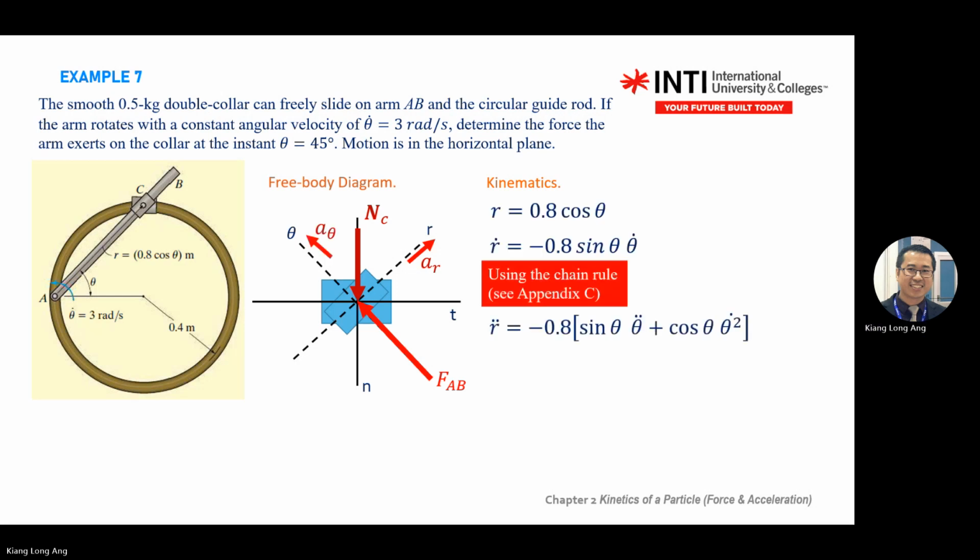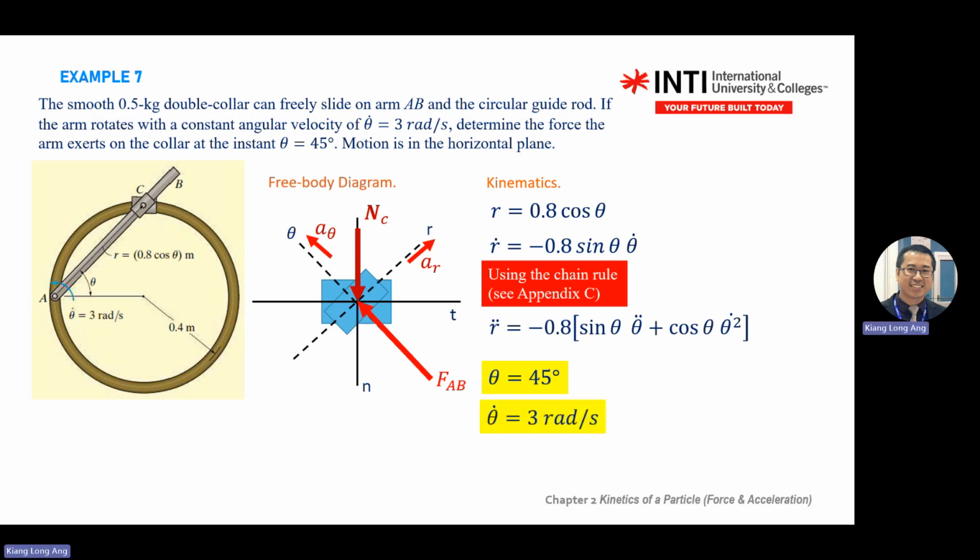Again, this one you go home and do some homework. So r equal to 0.8 cos theta. You differentiate, you get this one. How to get this one? You use chain rule, and you still haven't got access to Canvas. Please go to the appendix, download Appendix C and read the chain rule. You need the chain rule in your finals. So you arrive at that one.